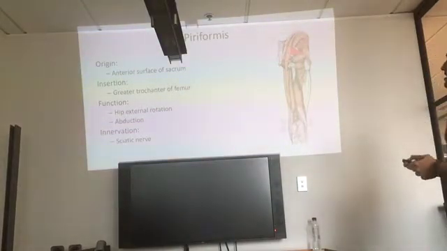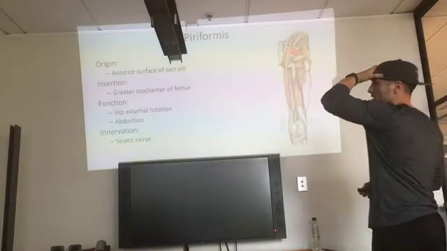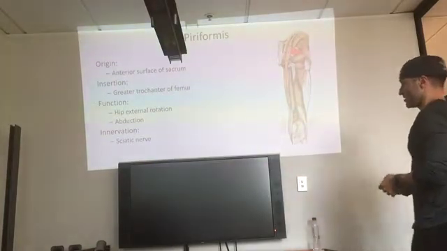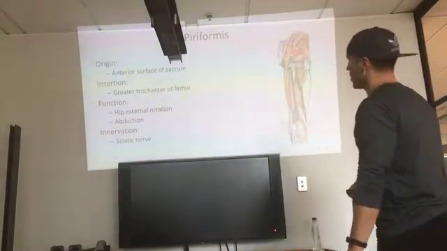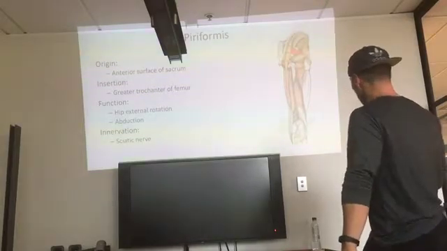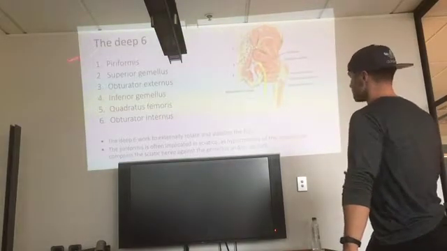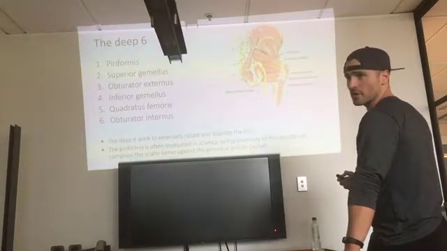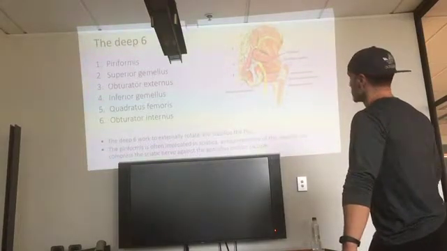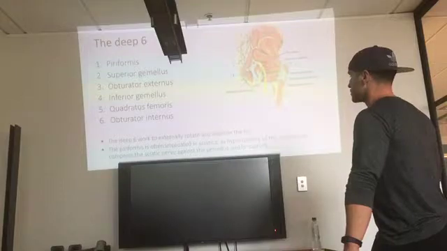Yep, so it comes from the front of the sacrum, goes to the greater trochanter, externally rotates, has a weak action of abduction as well. Of course, it's innervated by the sciatic nerve. Deep six, don't need to know these, okay? These are just an interesting group of muscles that work to externally rotate the hip.